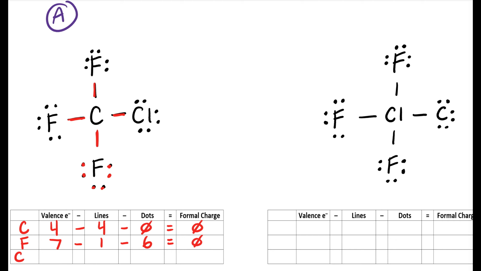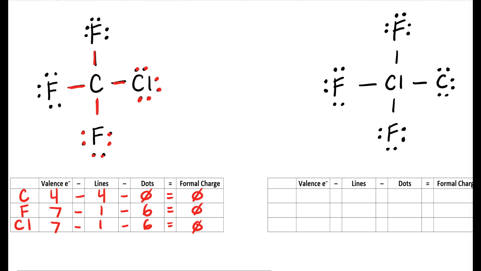And last, let's calculate chlorine's formal charge. Chlorine has 7 valence electrons. The number of lines coming off of the chlorine is 1. And the number of dots around the chlorine is 1, 2, 3, 4, 5, 6. So chlorine has a formal charge of 0.